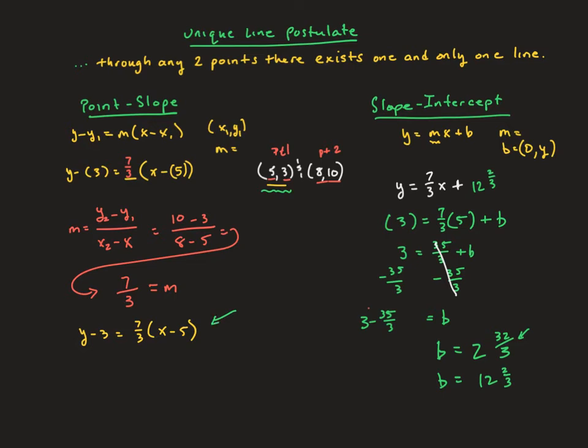So why don't I multiply it out and let's see. I'm going to have y minus 3 is equal to 7/3 x minus 35/3. What I did here was I used the distributive property. And now I'm going to combine like terms. So I'm going to add 3 to both sides. That is going to be y then is equal to 7/3 x.